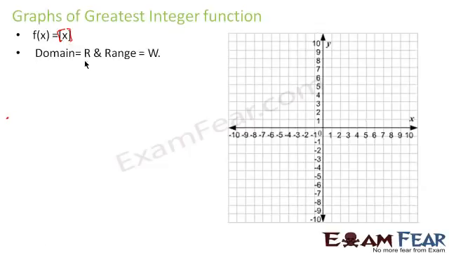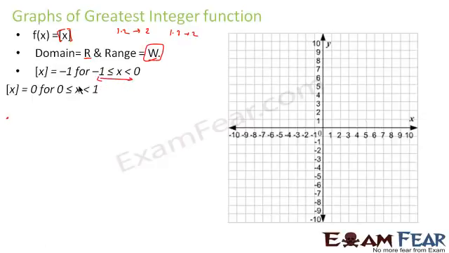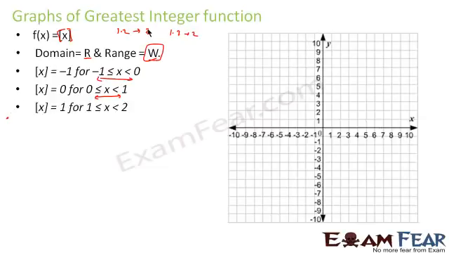In this case, the domain is R and the range is only the whole numbers, because if you give 1.2 it will make it 1, and if you give 1.7 it will also make it 1. So the range is only whole numbers. The definition is, if the number is between -1 and 0, it becomes -1. If the number is between 0 and 1, it becomes 0. If the number is between 1 and 2, it becomes 1. So 1.2 will become 1 and 1.7 will become 1.